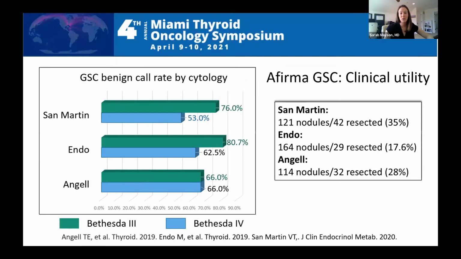This figure summarizes some of the clinical utility studies that have been published evaluating GSC. The benign call rate with Bethesda 3 and 4 nodules in these 3 independent studies ranged between 53 and 80%, and overall was higher for Bethesda 3 than for Bethesda 4 cytology, as one would expect. And only 1/3 of nodules or less were resected in these studies.